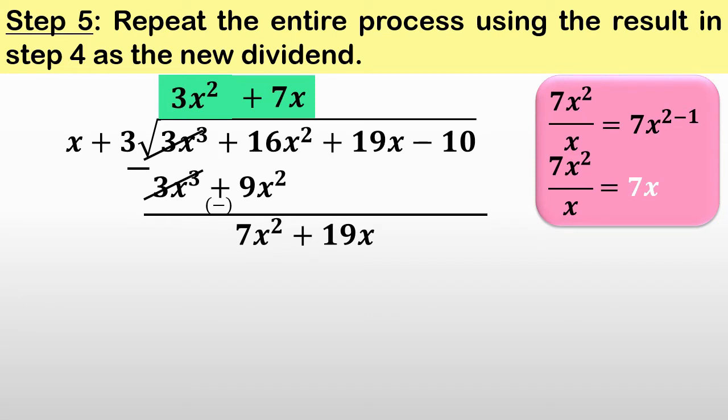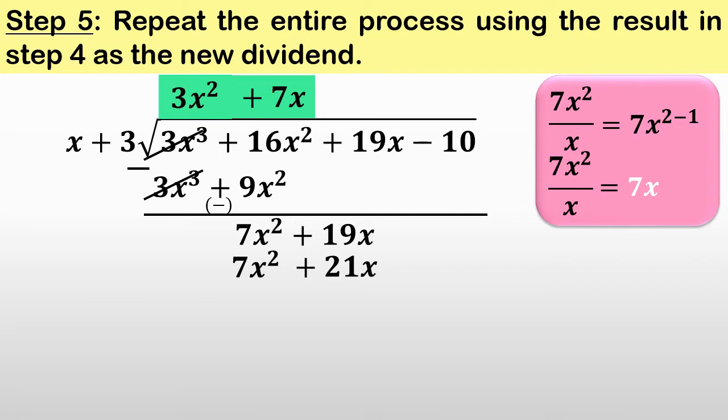Next, let's multiply the second term of the quotient to each term of the divisor. So, 7x times x, so it is equal to 7x squared. 7x times 3, it is equal to positive 21x.